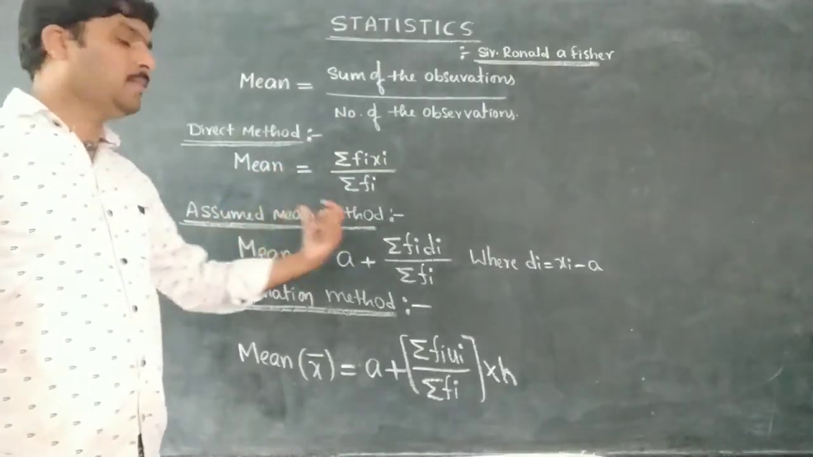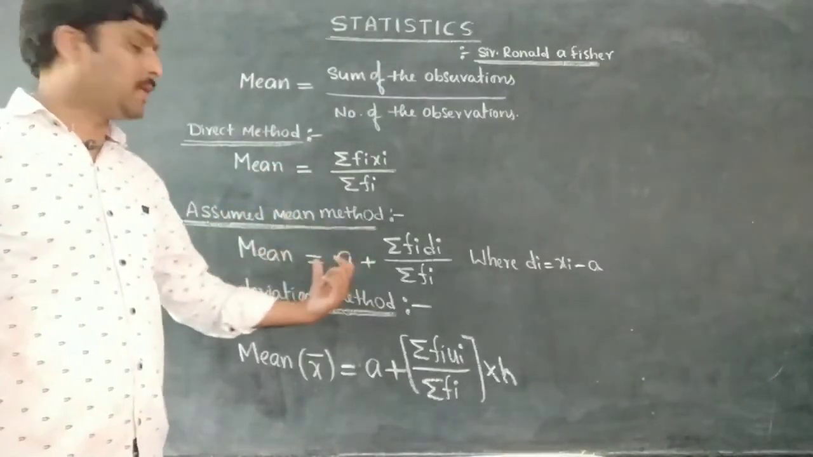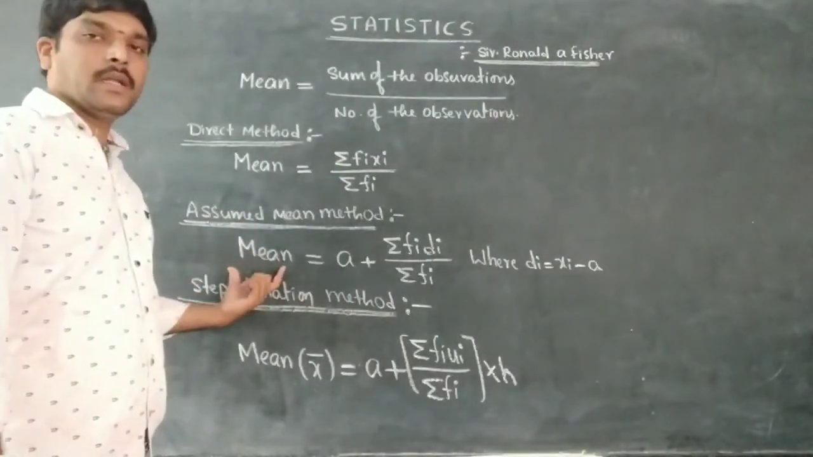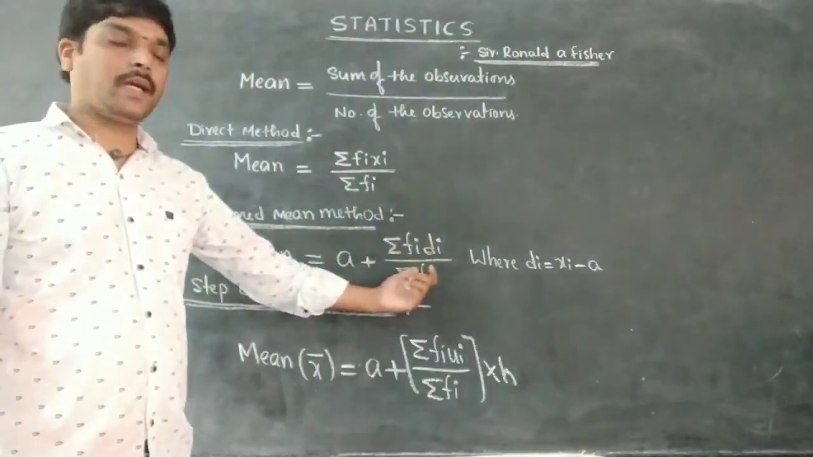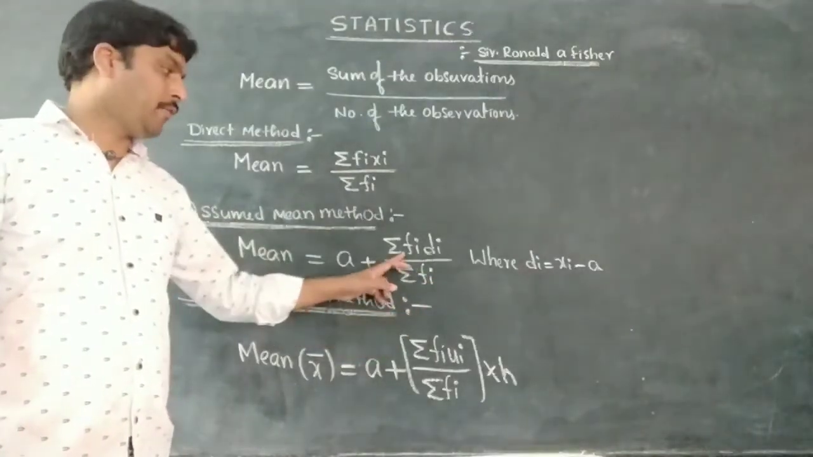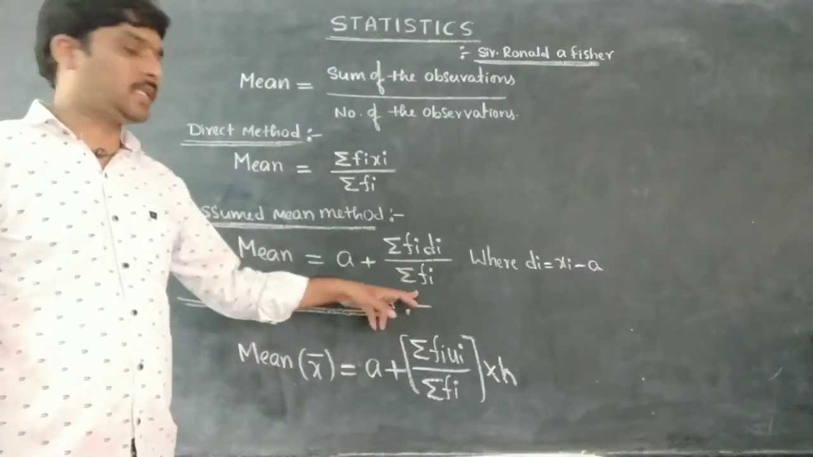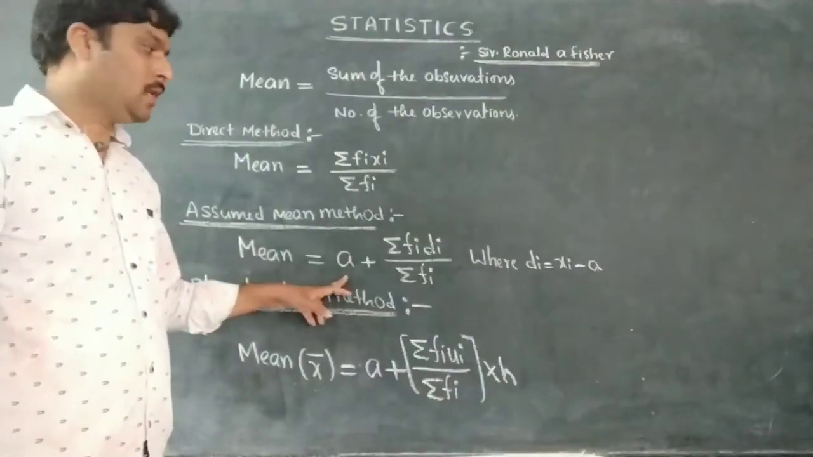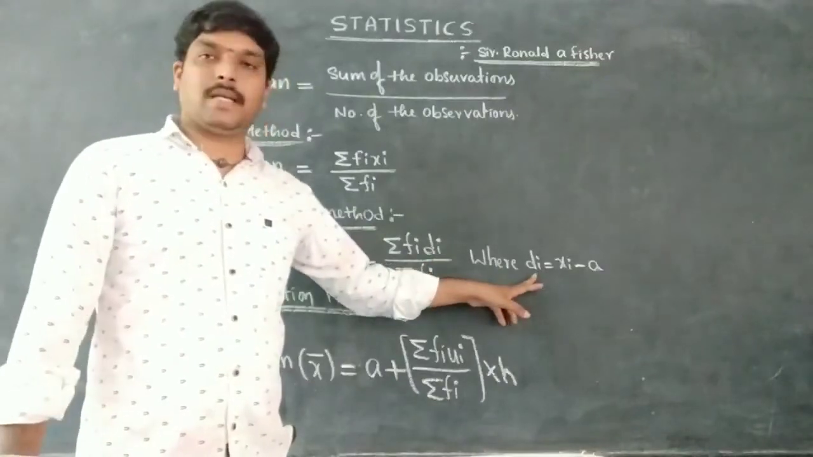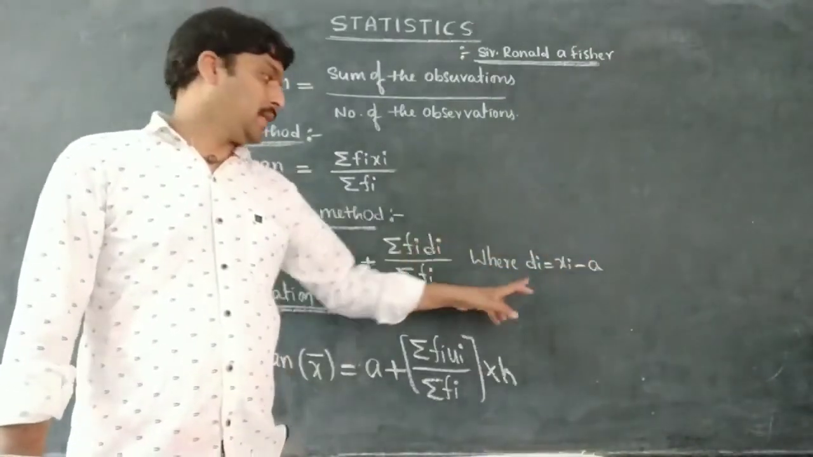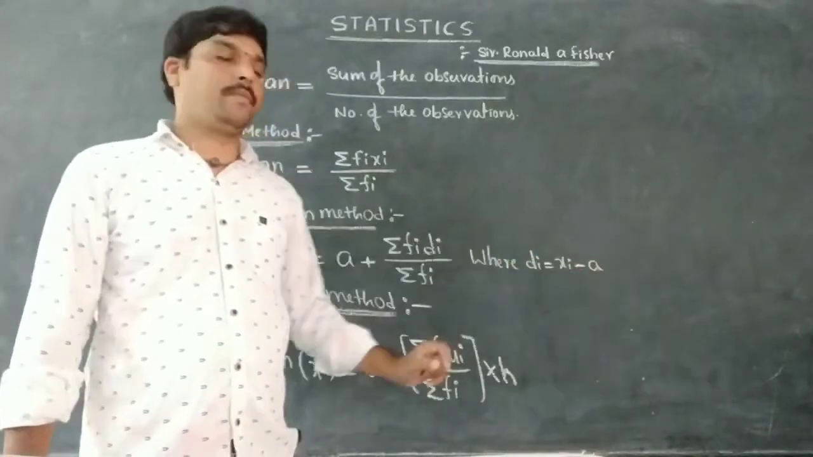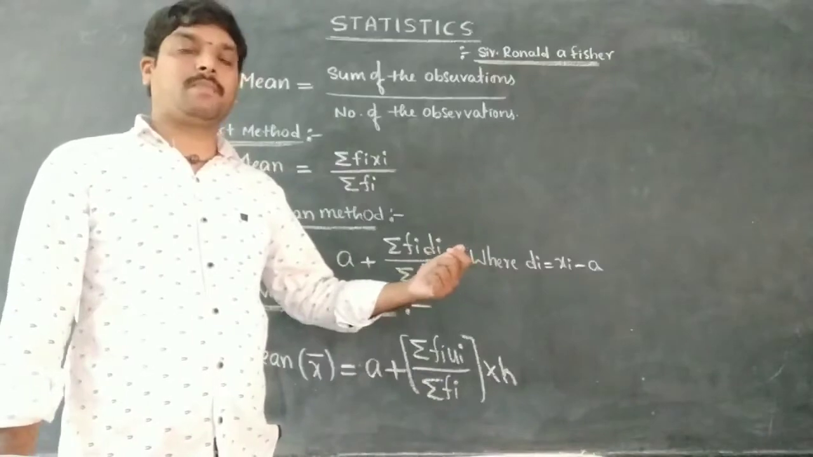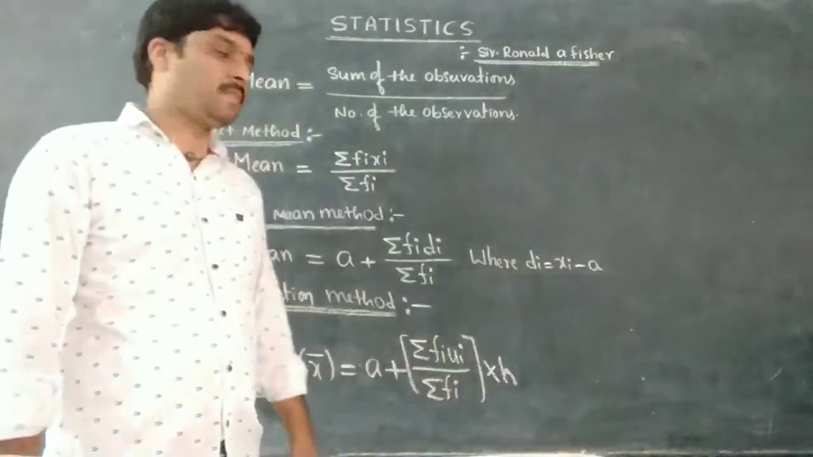Next, assumed mean method. Mean is equal to a plus sigma fi di by sigma fi. Here fi means frequency, total frequency. A is called the assumed mean. What about di? Di is equal to xi minus a. The assumed mean is subtracted from the mid values, means class marks.